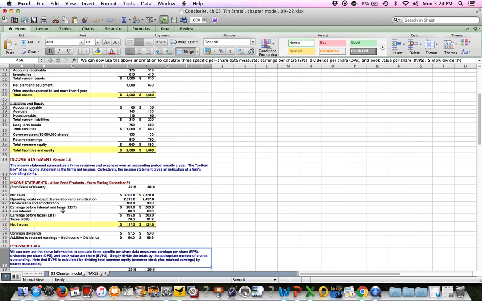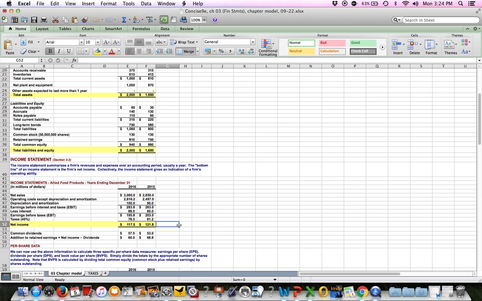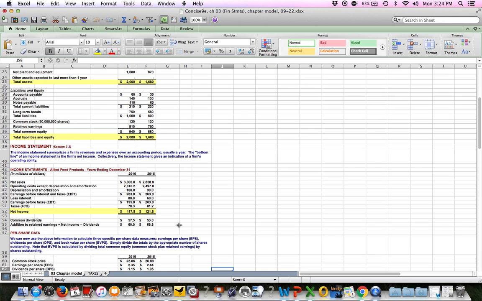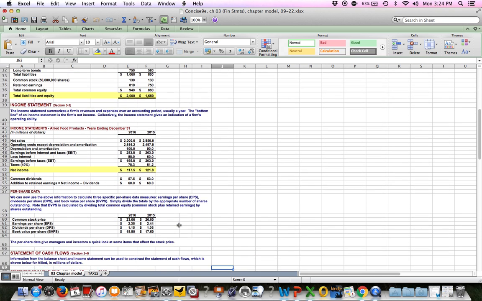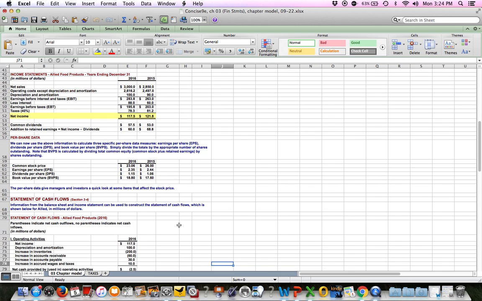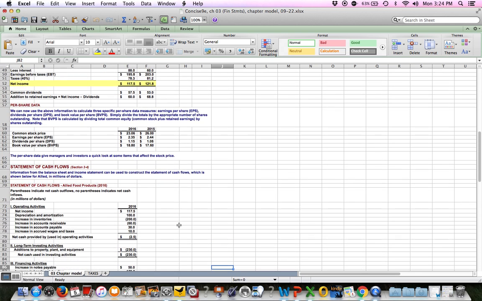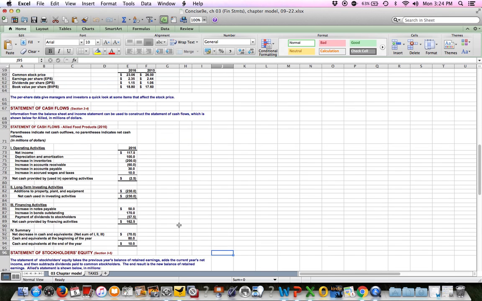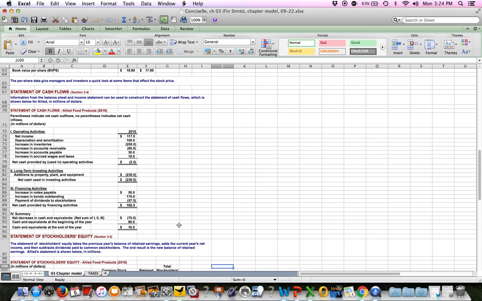They show us the various components: the EBIT, the interest, EBT, and net income. They show us the dividends and then additions to retained earnings also. And they do some per share data down here also: common stock price, earnings per share, dividends per share, and book value per share calculations. Then they show us, after that, the cash flow statement. A little bit more detail than the cash flow that the PowerPoint used for DeLeon Company.